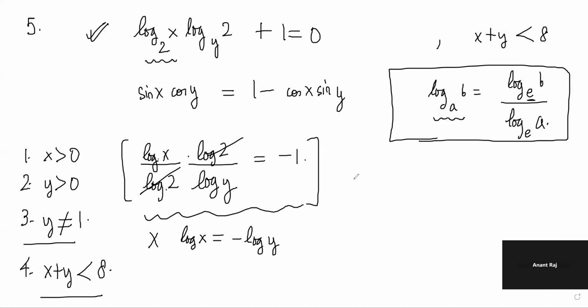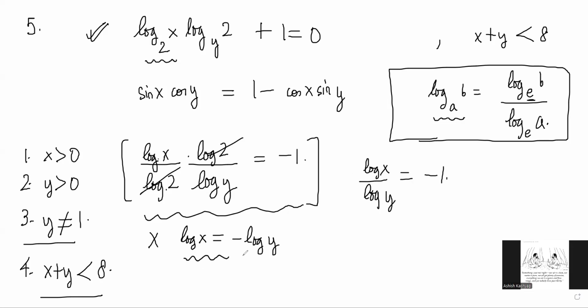So we can write it as log of x to the base y equals minus 1. Don't care about that. What you can write it also as... Can you see right now that log x by log y is equal to -1? Why am I saying that you should not do this?